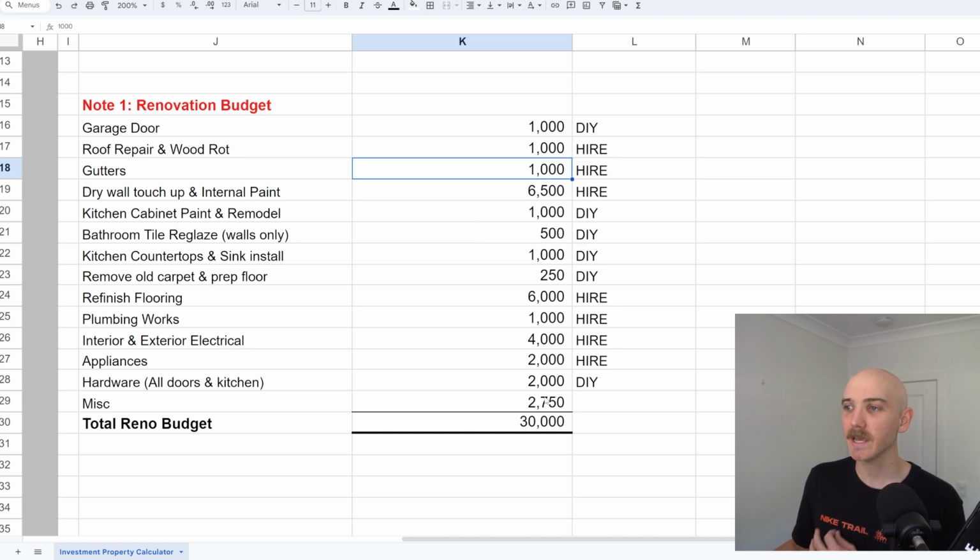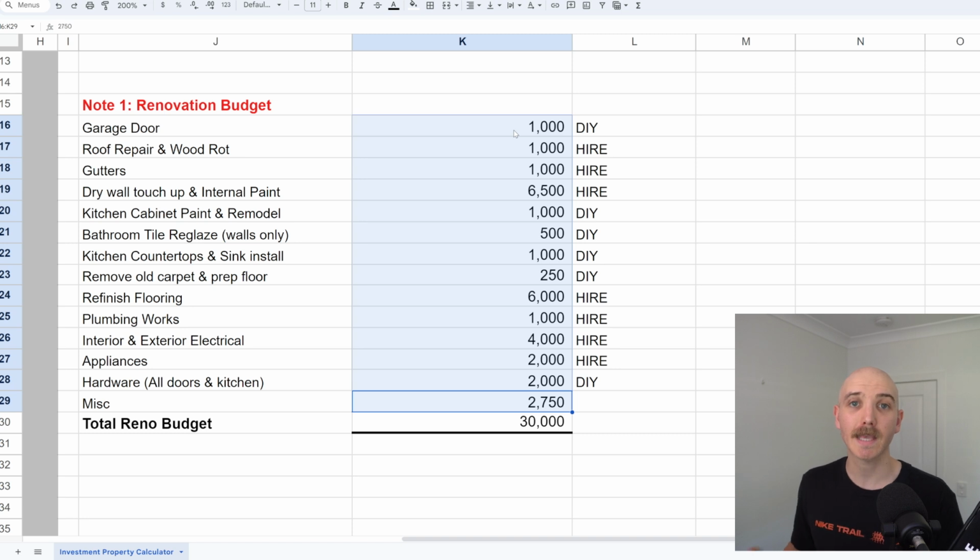The great thing is here, you can put down expected numbers and costs for each of these items to work out your renovation budget. Now, if that's all too hard, we actually offer renovation services for our clients, our buyer's agency clients here in Southeast Queensland.